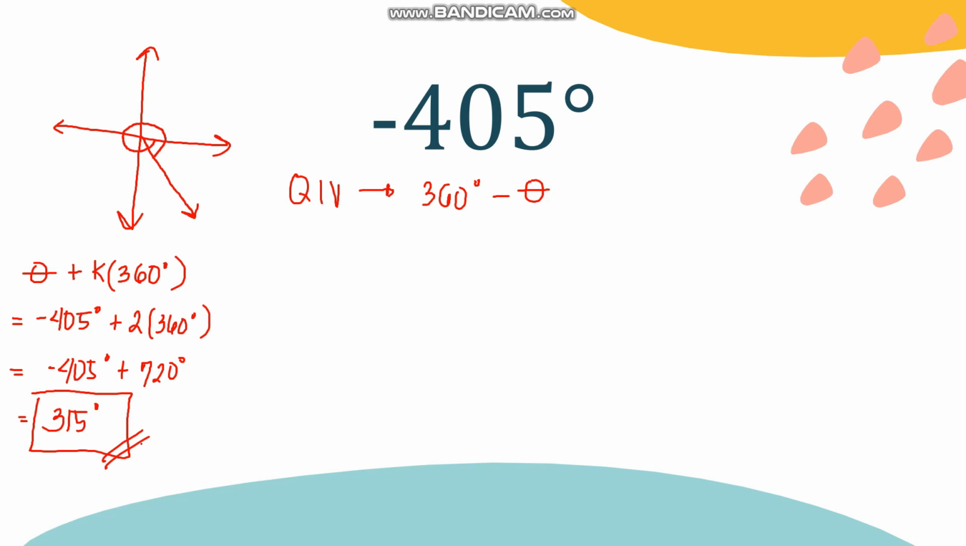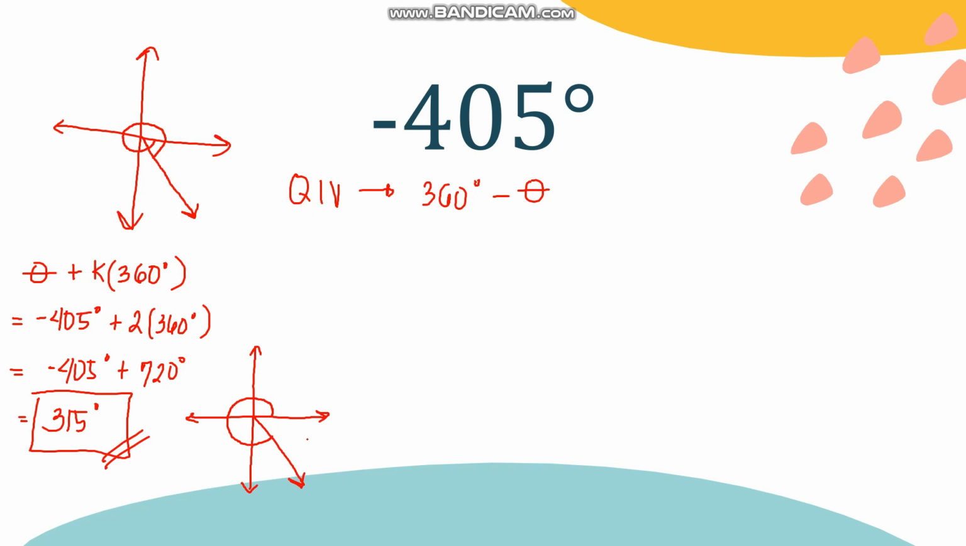Now, we did not use 1 as the value of k, because if we use 1, the angle that we will get is still a negative value. So what we need is the positive coterminal angle of negative 405. If we draw this in our Cartesian plane, just for you to see, 315 degrees is in the fourth quadrant, so somewhere here. So this is our 315 degrees.